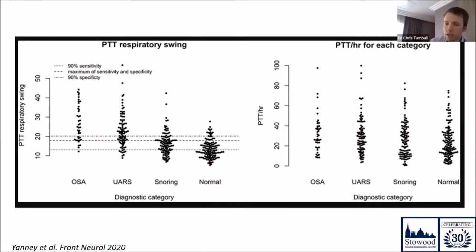And they were able to get a reasonable sensitivity and specificity based on both of these. So if you take the size of PTT swings, you can get a sensitivity and specificity for OSA, upper airways resistance syndrome diagnosis of 80% and 79% respectively. And if you use the arousal index, you have a sensitivity of 85%, but a specificity of 38%, perhaps reflecting the fact that it's picking up arousals which might be occurring for non-sleep disordered breathing reasons.